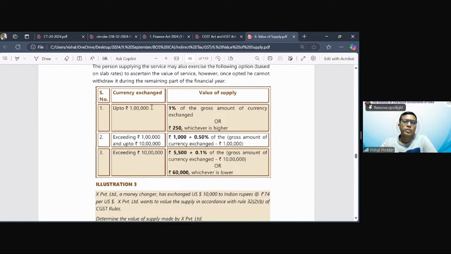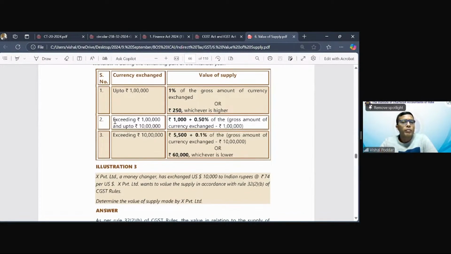So even if you are exchanging below 1 lakh, let us say only 80,000 or 50,000, it is 1% or 250, whichever is higher. Then for an amount exceeding 1 lakh and up to 10 lakhs, for this range, first you take the 1%. 1% of 1 lakh is 1,000, so you are getting that 1,000 plus. Now for the excess between 1 lakh and 10 lakhs, they are giving you 0.5%.